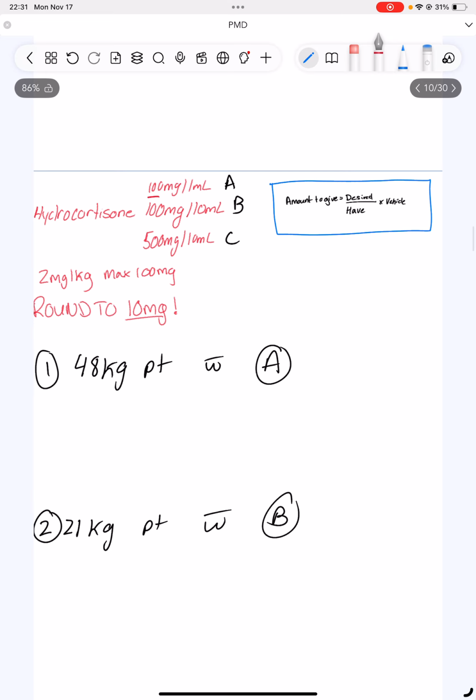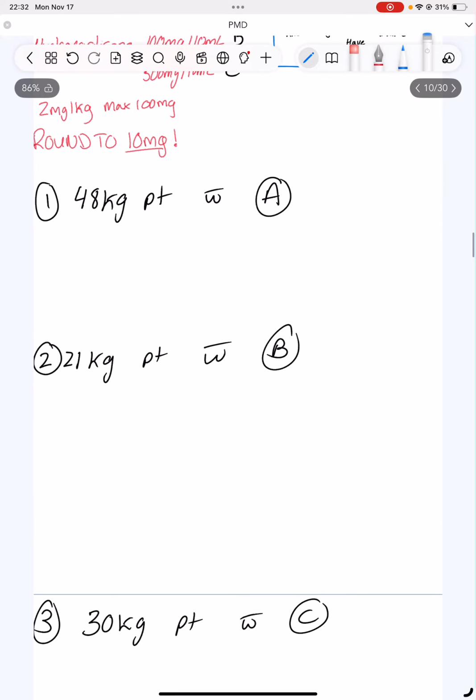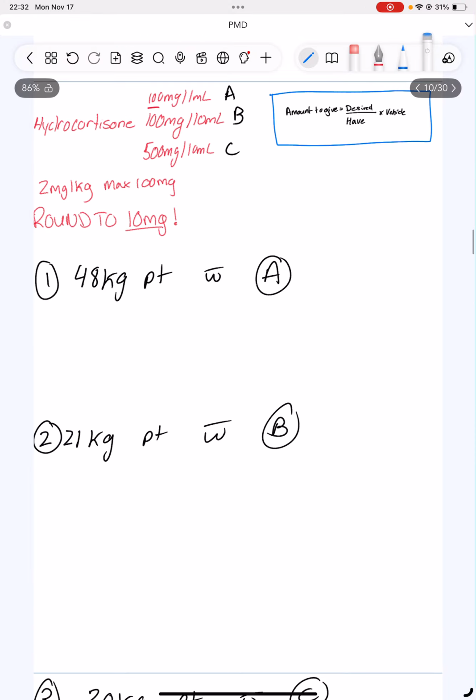So let's move forward on adrenal crisis and look at hydrocortisone. It must be provided to us. We give 2 milligrams per kilogram to a max of 100, and we're going to round to 10 milligrams. Since it's provided to us, I thought it would be fun to give us 3 different concentrations: 100 milligrams per milliliter, 100 milligrams per 10 milliliters, and 500 milligrams per 10 milliliters.